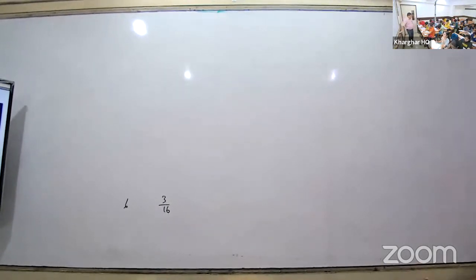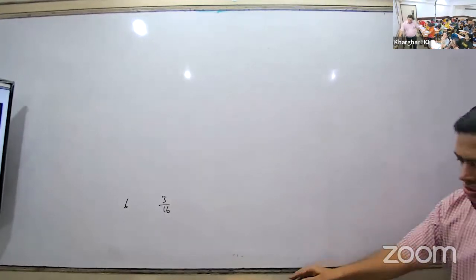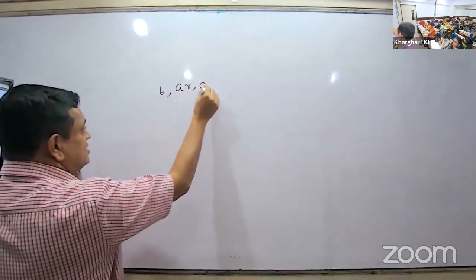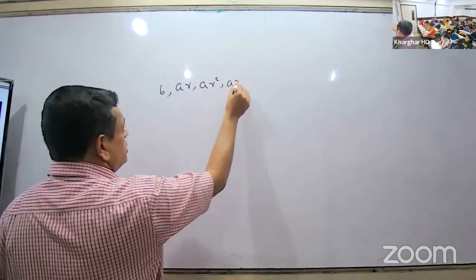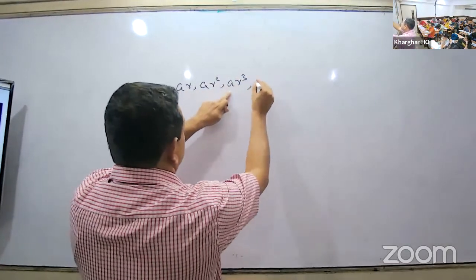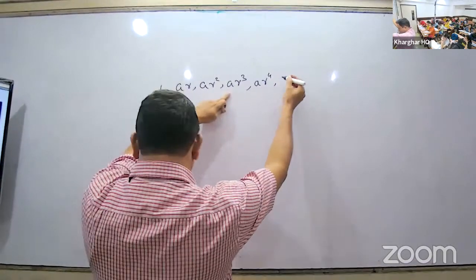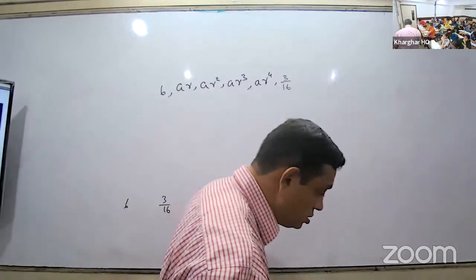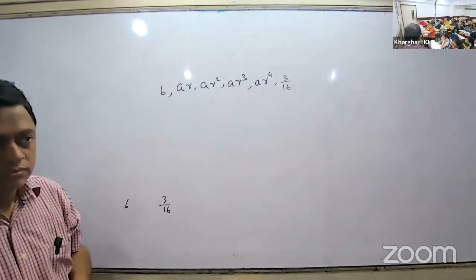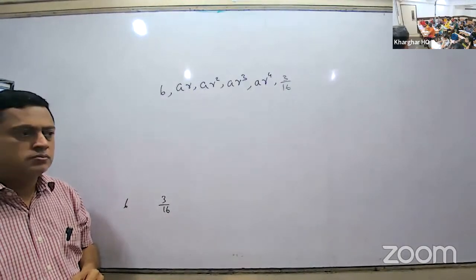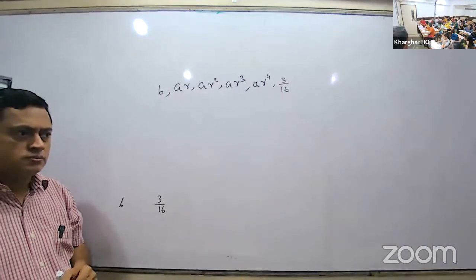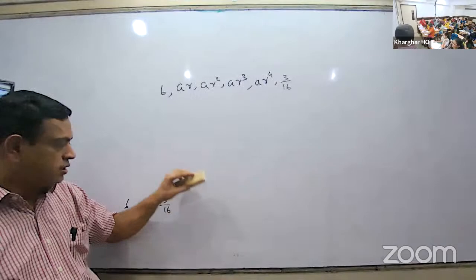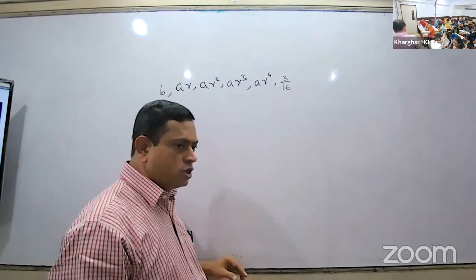Should I explain? 6 is considered as the first term, that is 6. Next is AR, next one is AR square, then AR cube, AR raised to 4, and the next one is 3 by 16. They are in GP. Written, all of you?